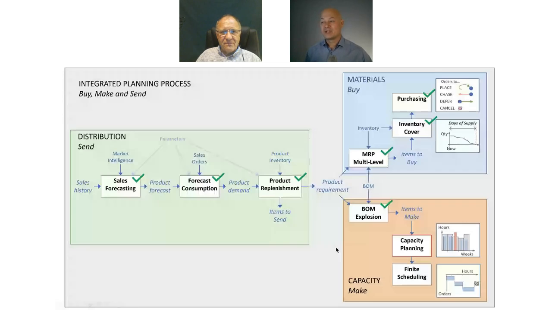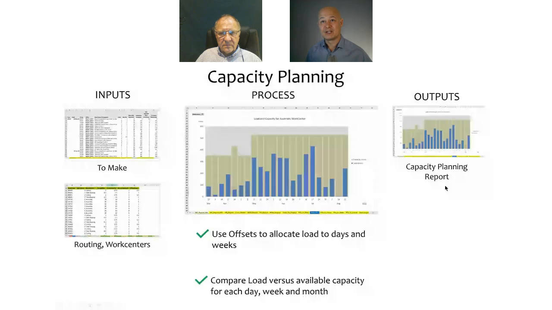Right. So again, refresh on where we are so far. We've gone through the distribution piece. We've determined what it is that we need to buy. So the last part of the puzzle are the things that we need to make. The output of the MRP module was items that we need to make. So we've exploded that through the bill of materials. Now let's have a look at the next along the line, which is capacity planning.